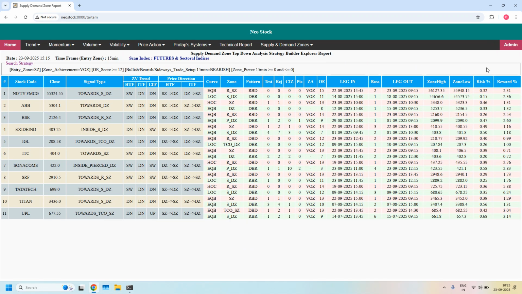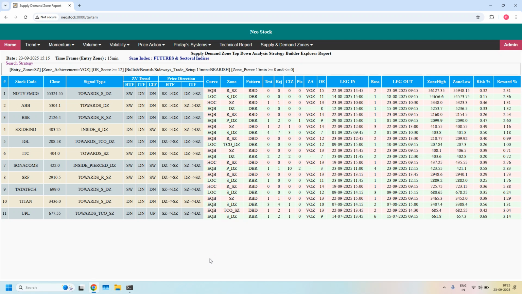So let's filter. We got 11 stocks supporting bearish trade setup for daily income trade, and entry time frame zones are 15 minute supply zones. So in total we got 11 stocks. So we got 11 15 minute supply zones supporting bearish trade setup for daily income trade.